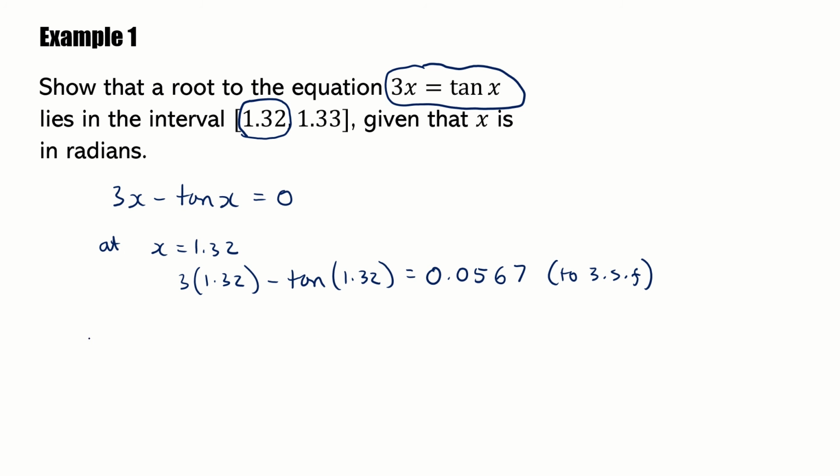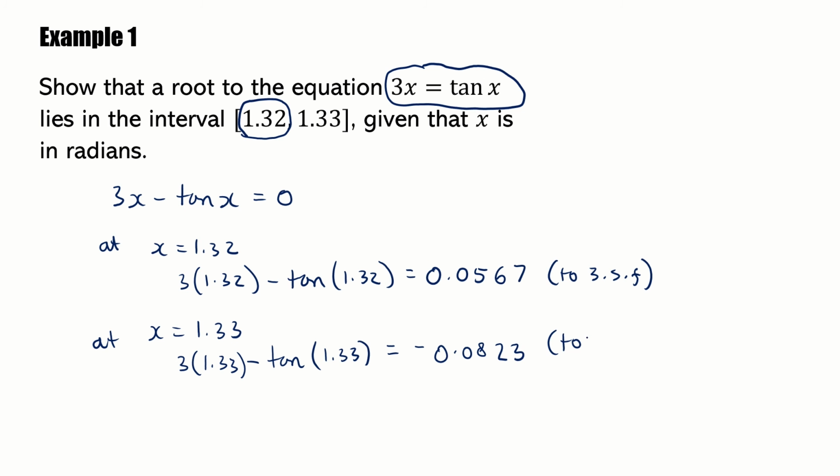Cool. And then we're also going to plug in at x equals 1.33. So if we do that, we get 3 lots of 1.33 minus tan of 1.33. And if you do that, you'll get minus 0.0823 to 3 significant figures. And what do you know, when we look at our two values, there has been a change in sign because the first value was positive and the second value we got as an output was a negative value.